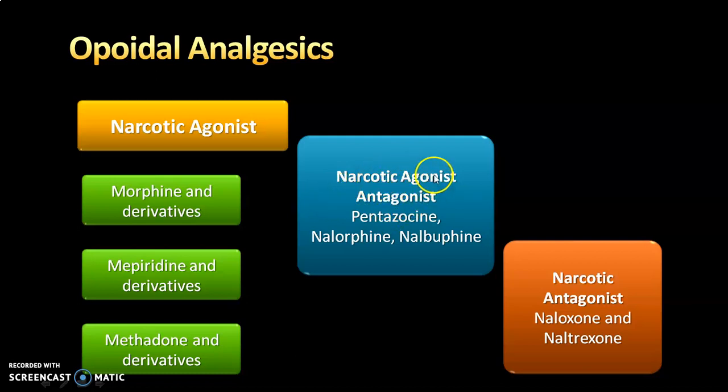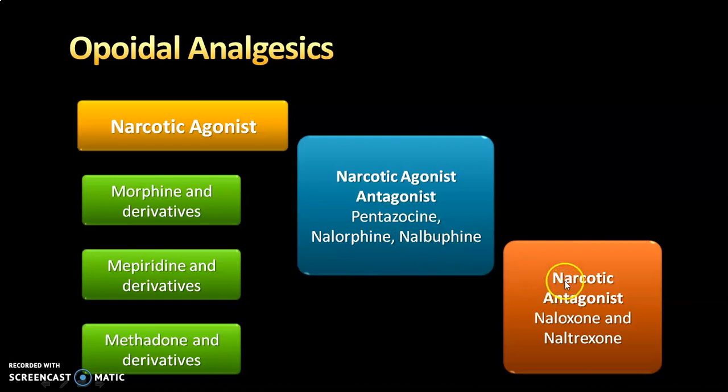So why is it called agonist and antagonist? Because, as you know very well, these compounds bind at 3 different receptors, that is mu, kappa and delta. It means that at one receptor they are acting as agonist, and at 2 receptors they are acting as antagonist, and hence they are known as mixed narcotic agonist and antagonist. Examples are pentazocine, nalorphine and nalbuphine.